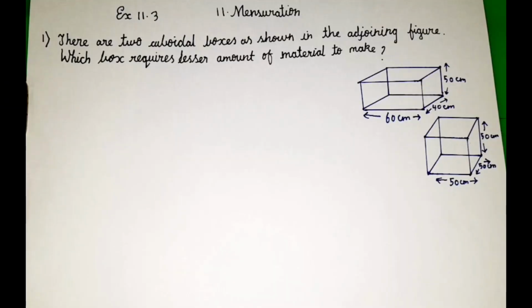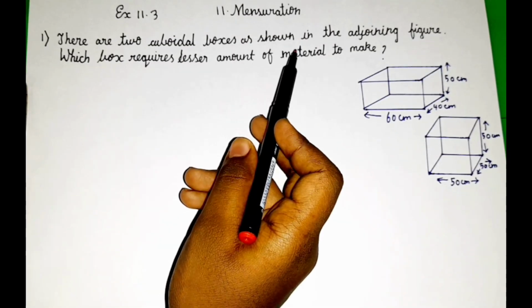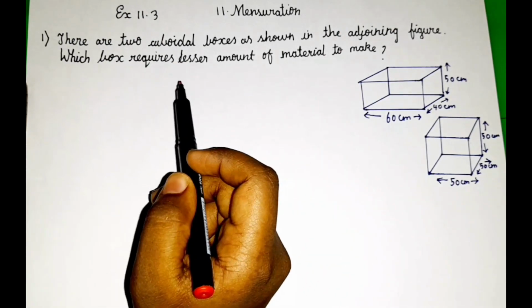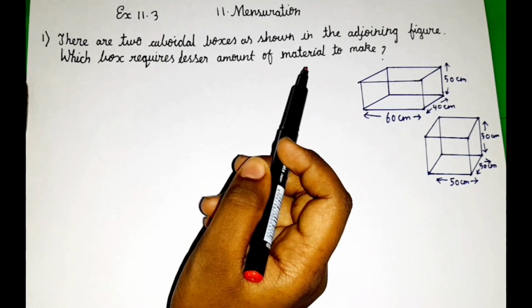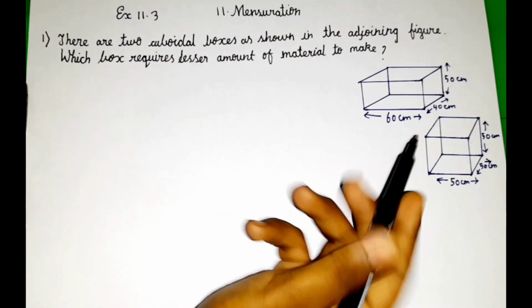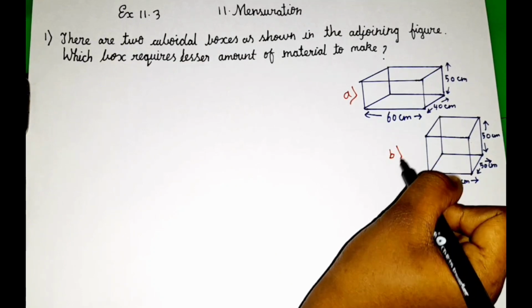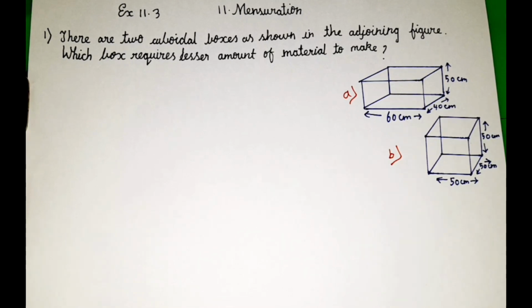So guys, let's read the question. There are two cuboidal boxes as shown in the adjoining figure. Which box requires lesser amount of material to make? So here there are two boxes, this one and this one. This is figure A and this is figure B. In both we have to find which box requires lesser amount of material to make.